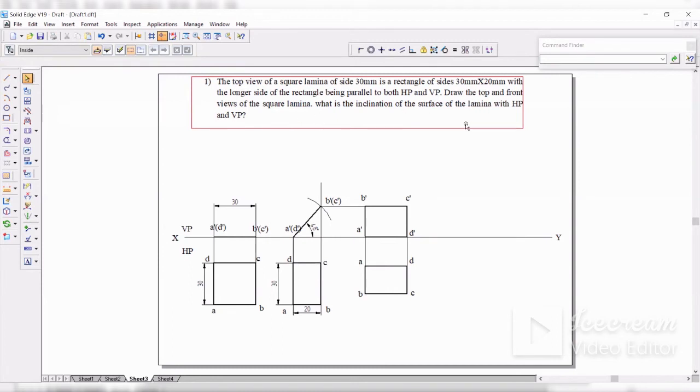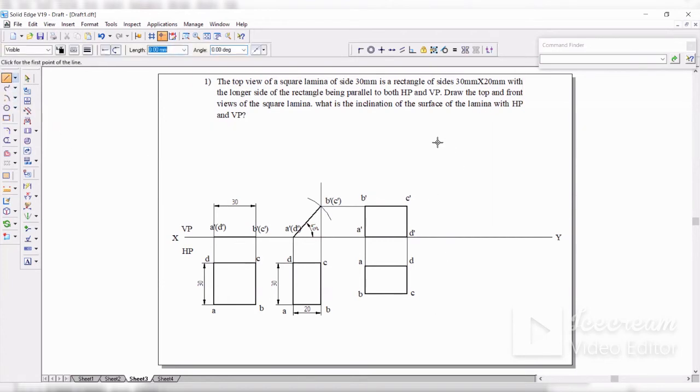Now they are asking you to calculate the inclination with HP and VP. HP I got, VP inclination I have not got. So to get the VP inclination, I should draw the side view. To draw the side view, first you should draw the X1Y1 line. Let me draw the X1Y1 line. The line should be a thin line, as you all know, it is a construction line. So I should draw a thin line and name it, this is X1, this is Y1, this is the reference line.